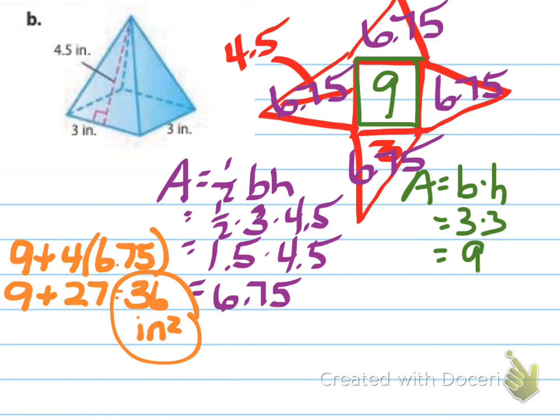All right, this one wasn't too bad. The base was 9, is the area of 9 inches squared, and then each of the triangles has an area of 6.75 inches squared, and that's times 4 because there's 4 of those sides. Add it to the base, and you should get 36 inches squared as your final answer.